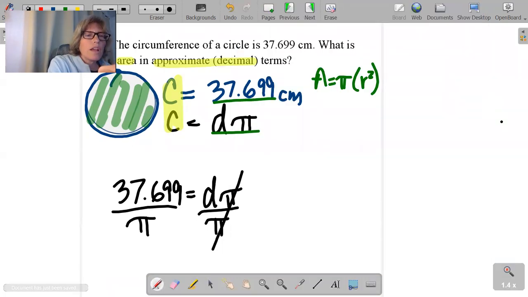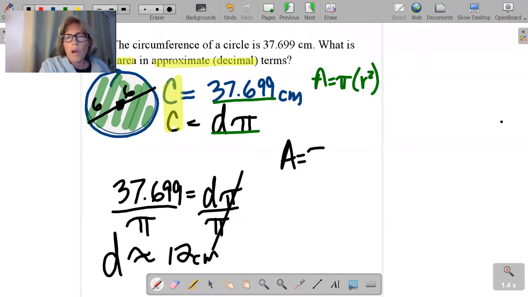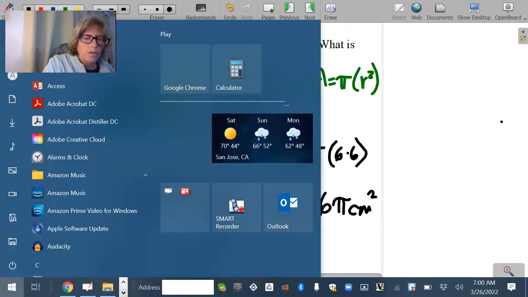So realize what you just found. You found the diameter. Diameter is approximately 12 centimeters. So we draw it here. The whole thing is 12. Each of the radii are 6. So area equals pi, 6 times 6. Our area is going to be 36 pi centimeters squared, and the approximate form of that, get out your calculators.